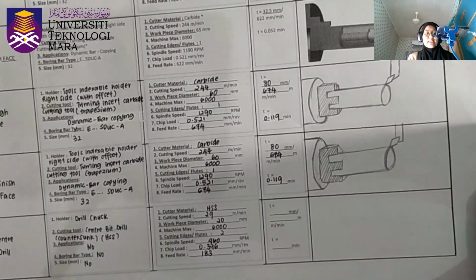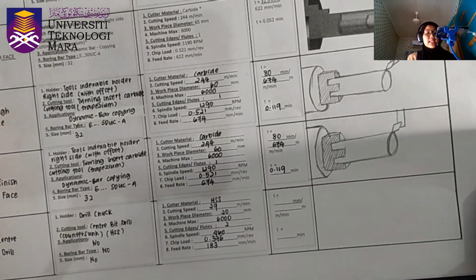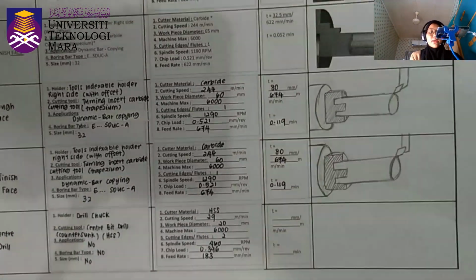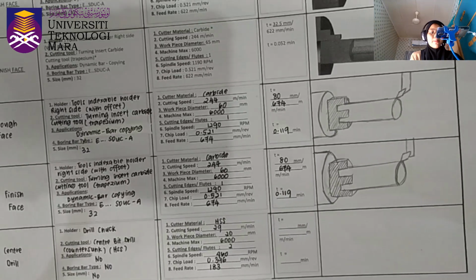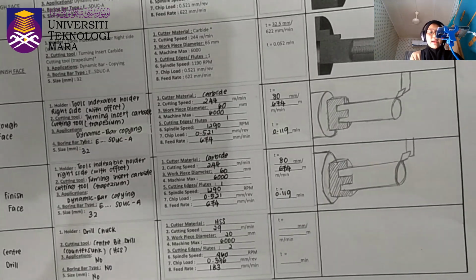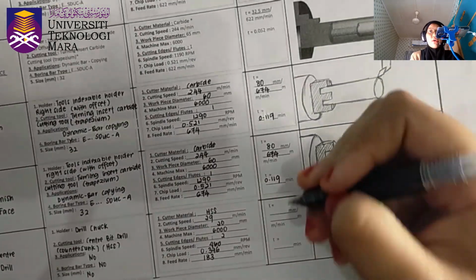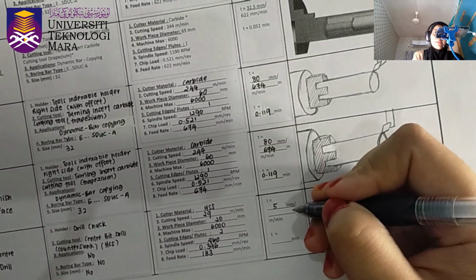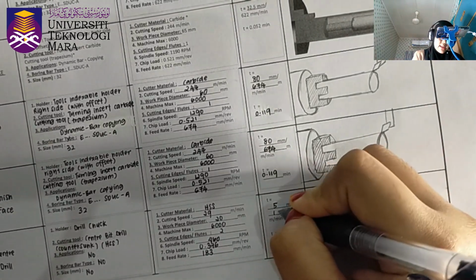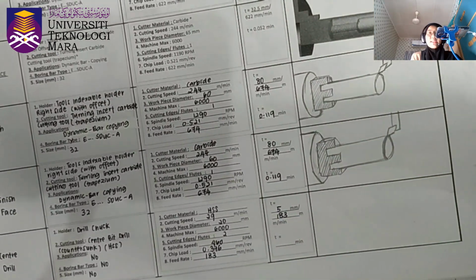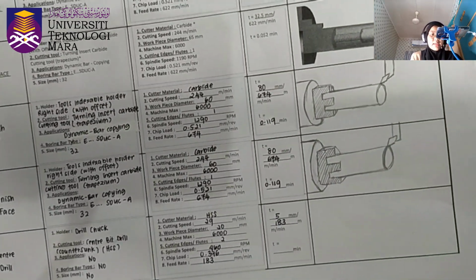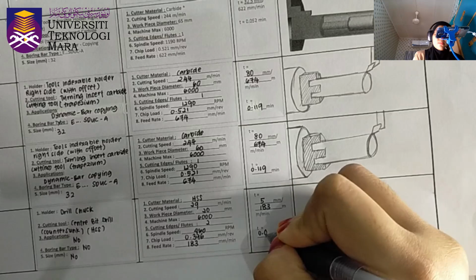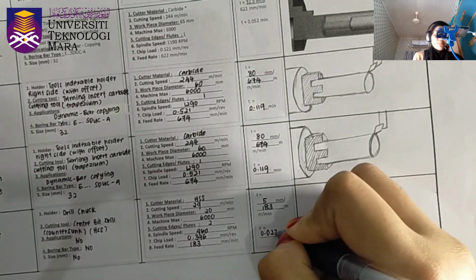So next, the estimated time for this process is also the same, which is the length of cut divided by feed. So the length of cut for this process is 5 millimeter, and the feed is 183 millimeter per minute. So the estimated time is 0.027.